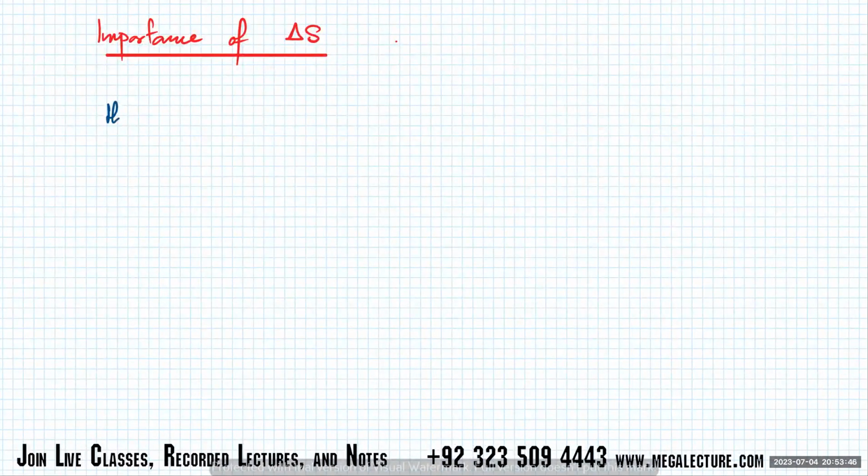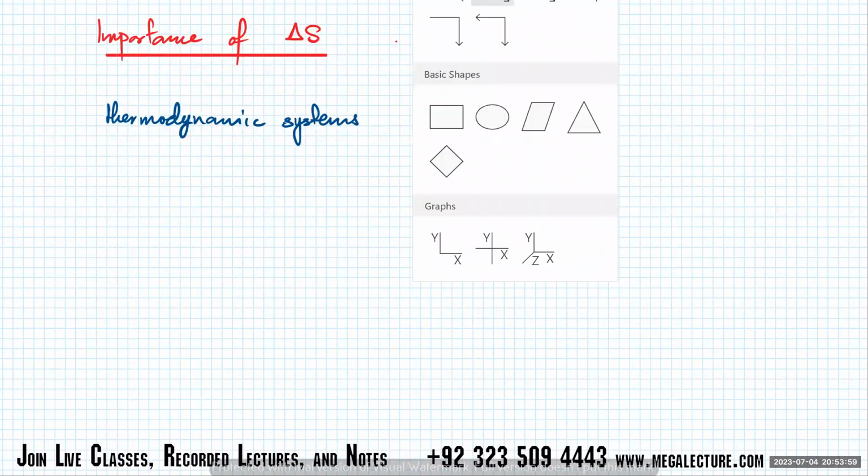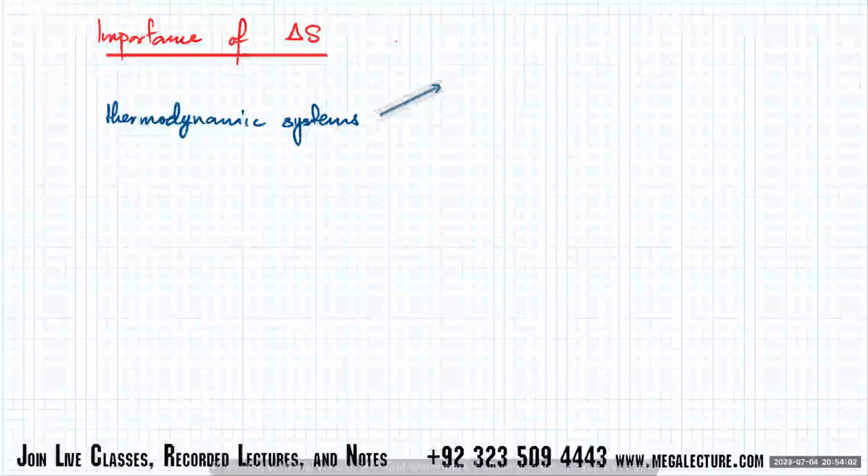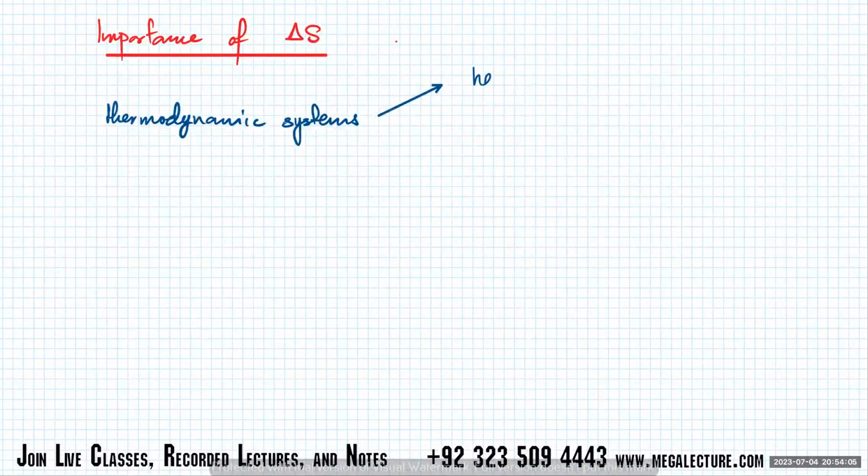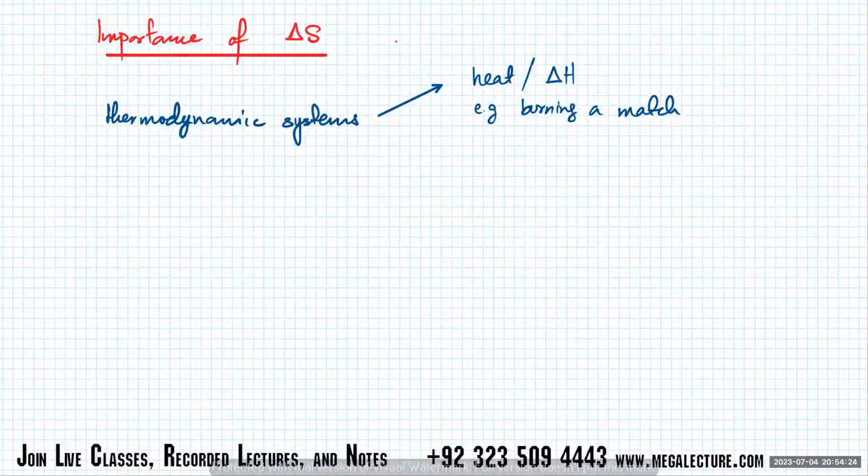that is, systems that produce energy, right? Now they tend to produce work in two ways. One is they're going to produce heat, and that's delta H, your enthalpy change. An example is burning a match, right? So it produces heat, right?